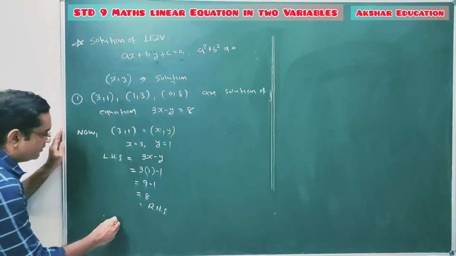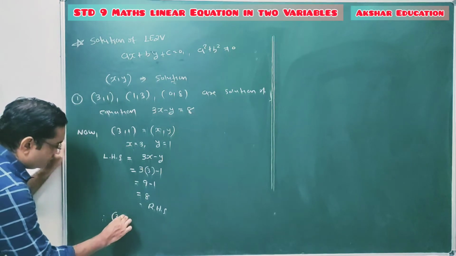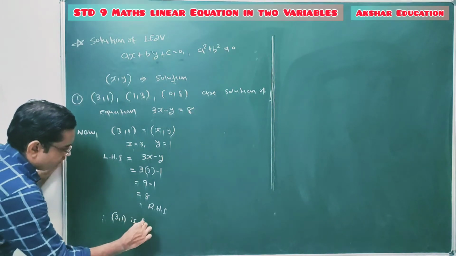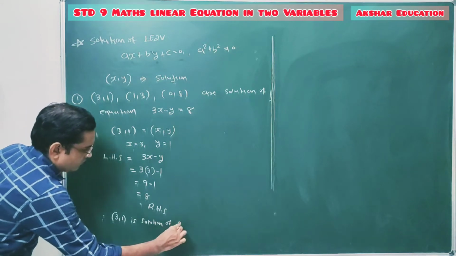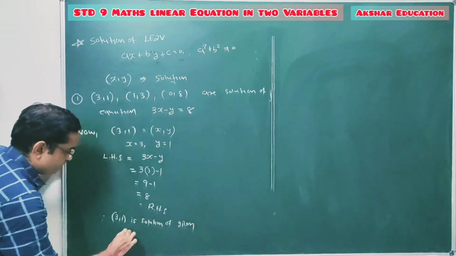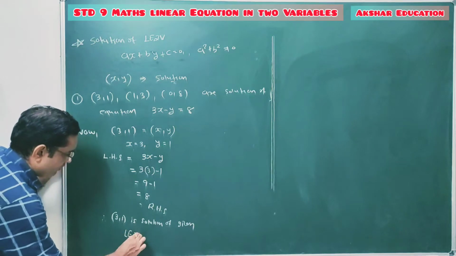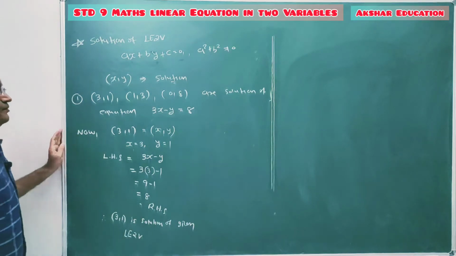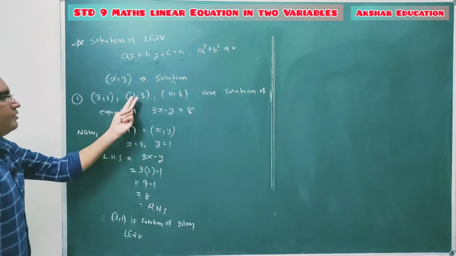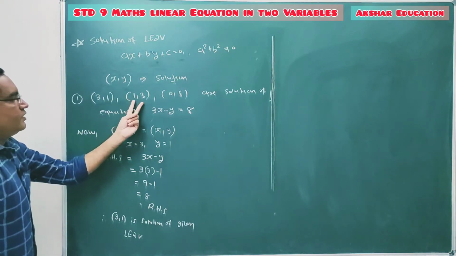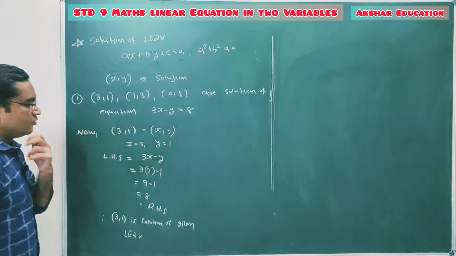Therefore we write our answer: (3, 1) is the solution of the given linear equation in two variables. Clear? Now we have to check for the second ordered pair (1, 3), whether it is the solution of this linear equation or not.